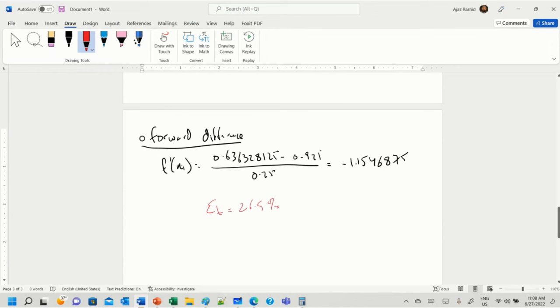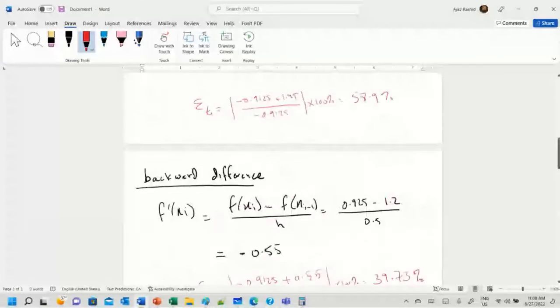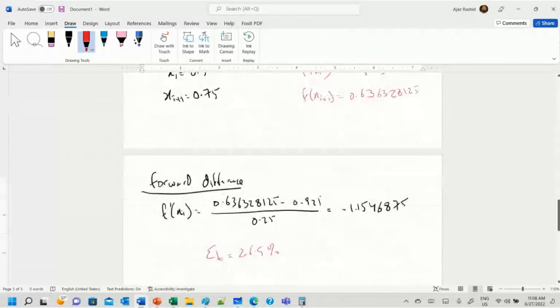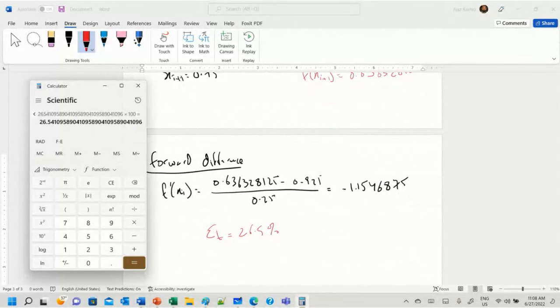So this is the meaning of having an error of the order of h. We made the step size half, it was 0.5, we made it 0.25. The error went down from 58.9 to 26.5. So it has been reduced by almost half.